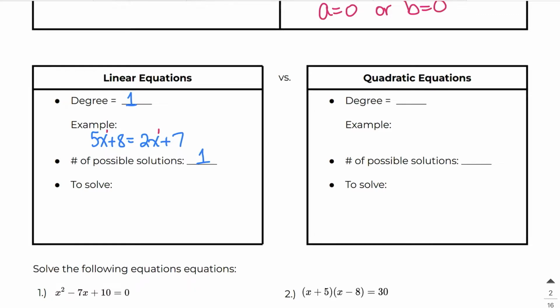It is not a coincidence that the degree is the same. So for example, here I would get 5x plus 8 equals 2x plus 7. And then to solve, we always get the variables on one side and the constants on the other.